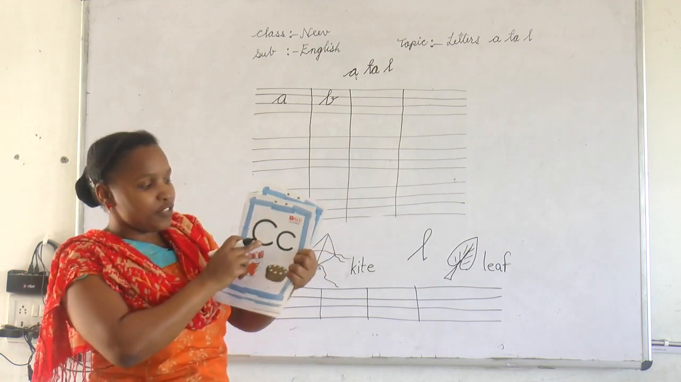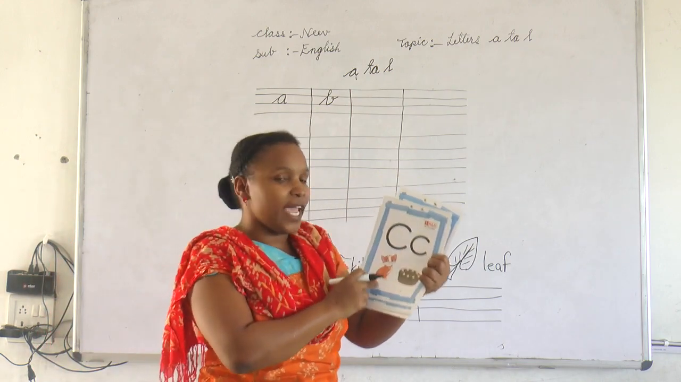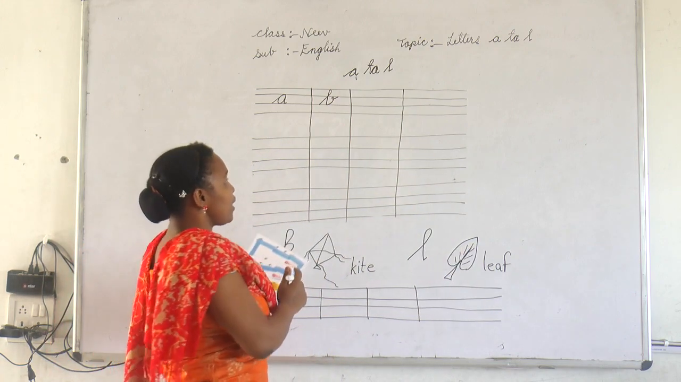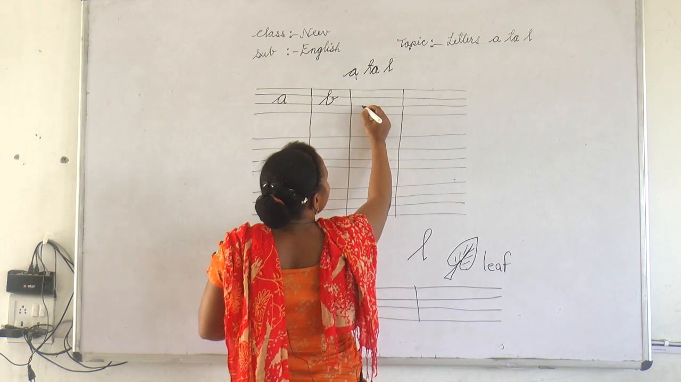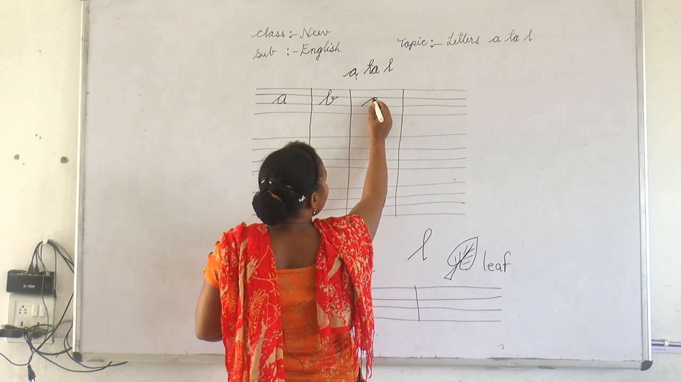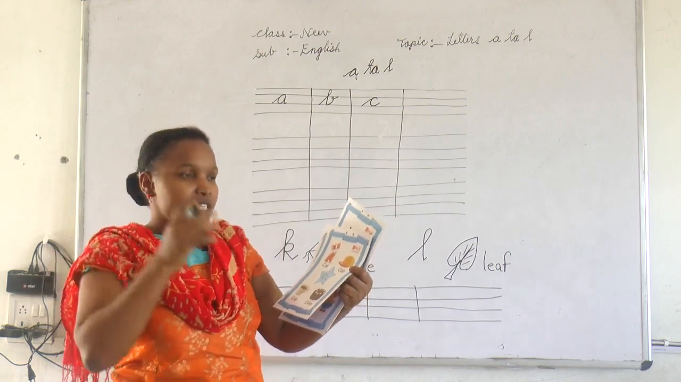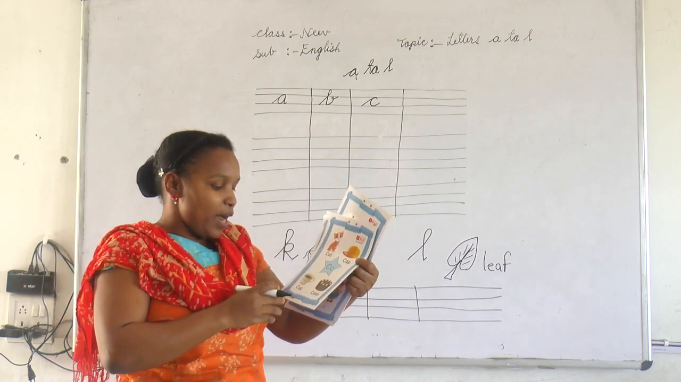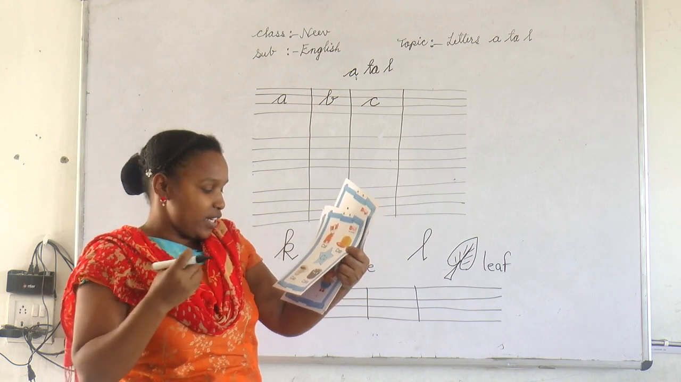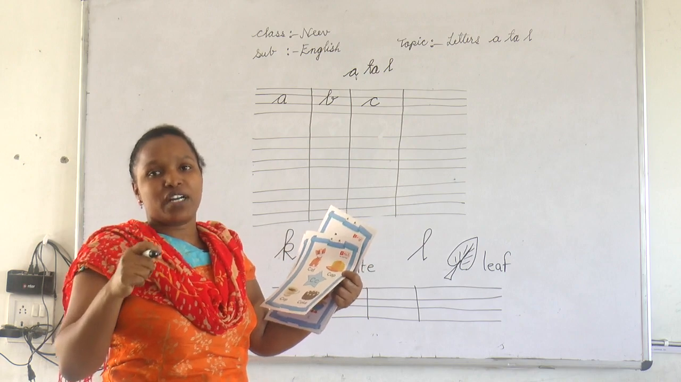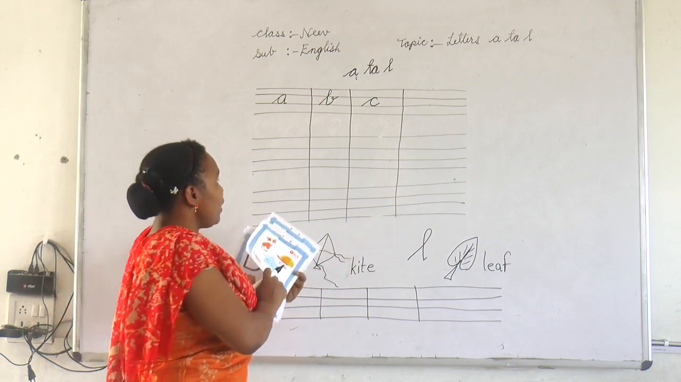Sound of C is k. C, cat, C, cake, car, C, cup. Like this, slant line, curve, then this one, C, cap. In this summer you like to wear a cap and you like to eat cake, you like to have a coffee in a coffee mug or in a cup, okay, like this.